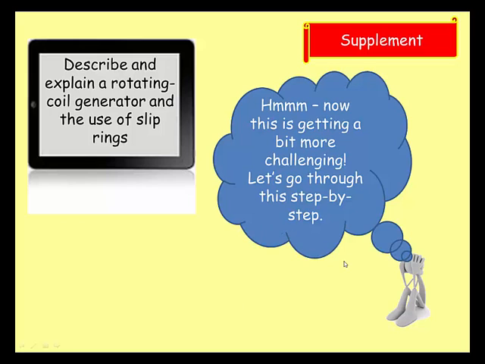Now we're going to come on to some really challenging stuff, and you've got to go through this really slowly and follow it, because it is supplementary, i.e. for extension papers. The specification asks to describe and explain a rotating coil generator and the use of slip rings.